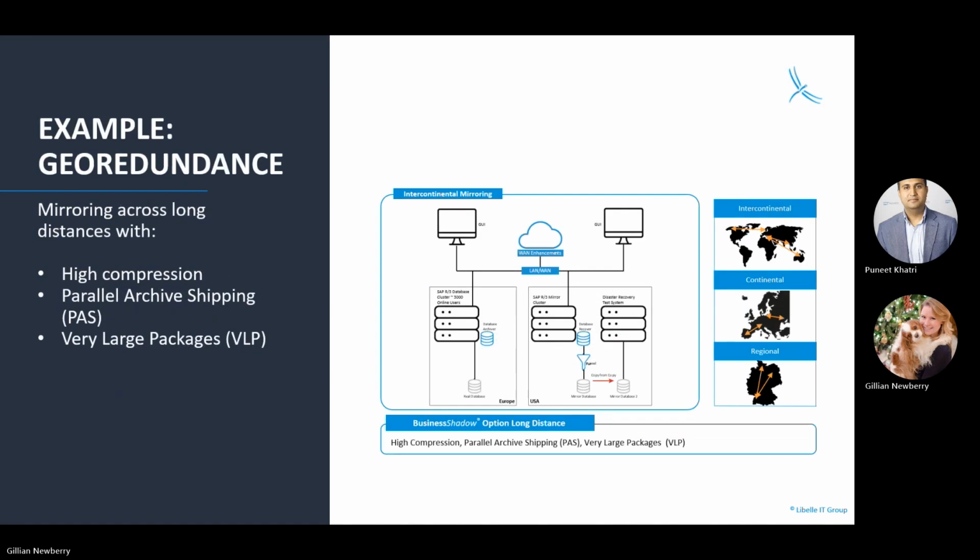Another feature offered is for long distances. Using a combination of high compression, parallel archive shipping, and very large packages, BusinessShadow can create mirrors anywhere, from regional to continental and even intercontinental.